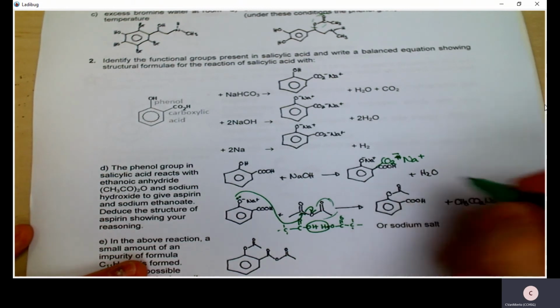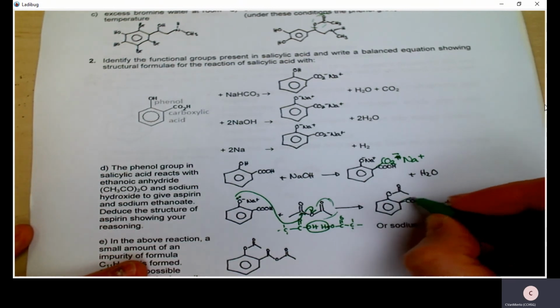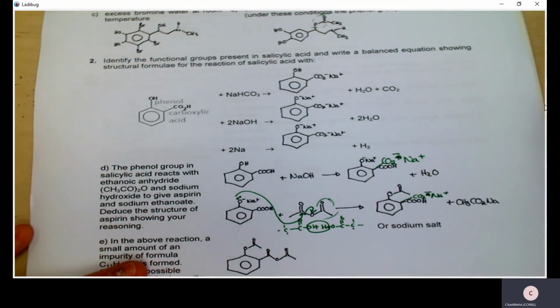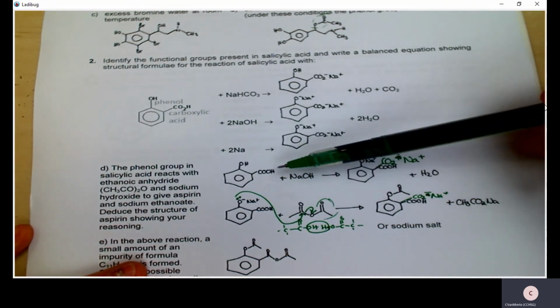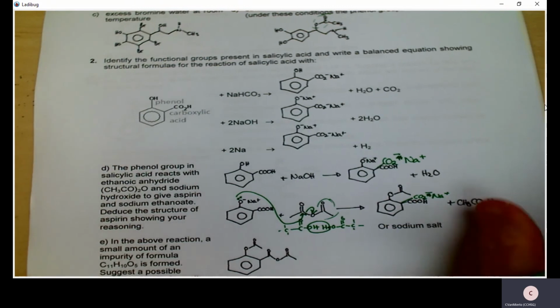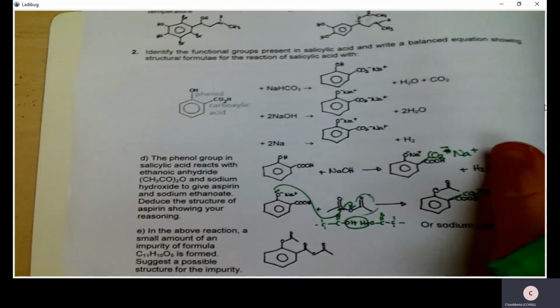So instead of doing the COOH, you might have done the CO2 minus Na plus, like that. So either of those are fine in your products there. So you can have just ignored the carboxylic acid group, or you can have involved it. That's absolutely fine. Then it says, in the above reaction, a small amount of impurity C11H10O5 is formed, suggest a possible structure.